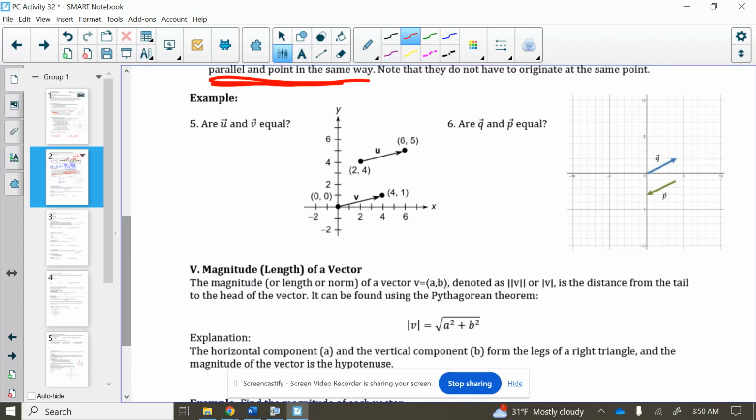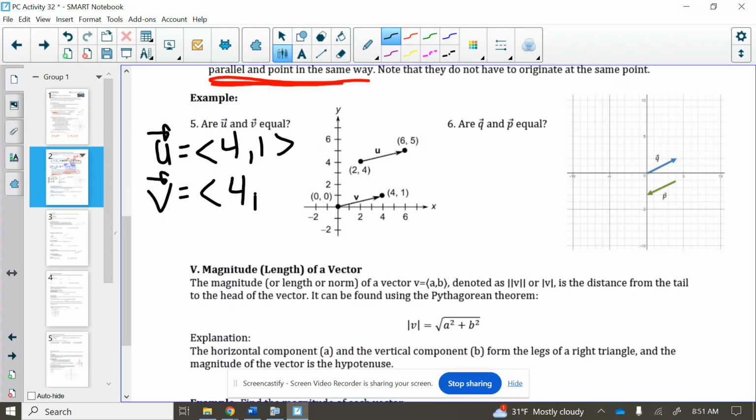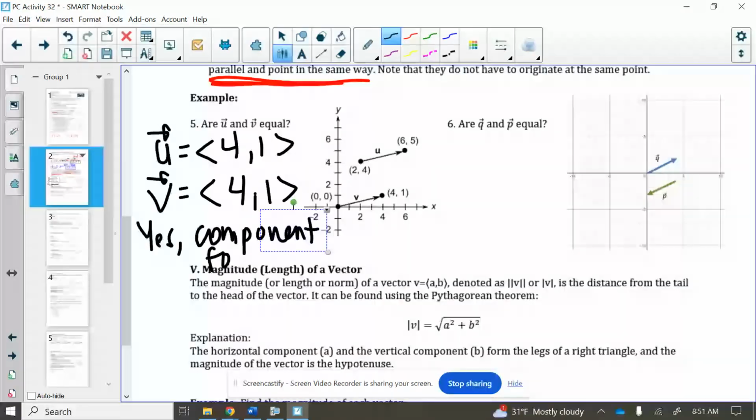So if we look at the example in 5, are vectors v and u equal? Well, if we think about the component form of vector u, it would be moving to the right 4 and up 1 to get from tail to the head. And then for vector v, we would be moving to the right 4 and up 1 to get from tail to head. So because their component form is the exact same, we would say, yes, these are equal. The component form for both is 4, 1.